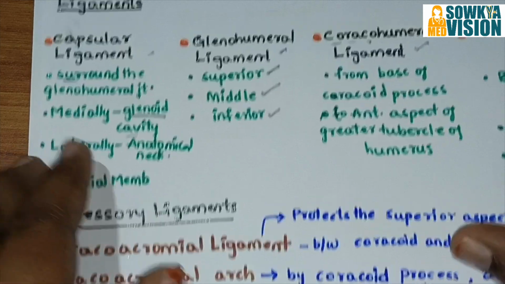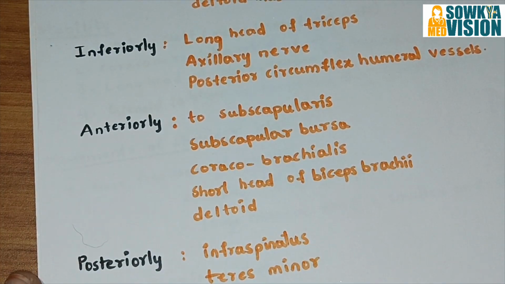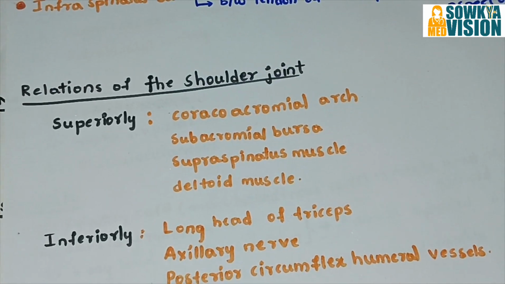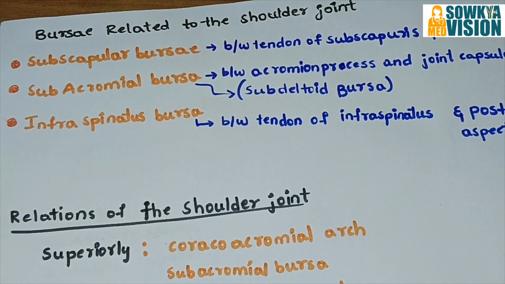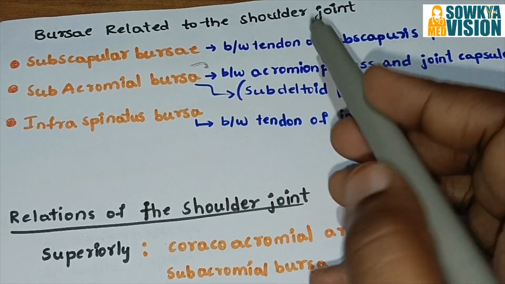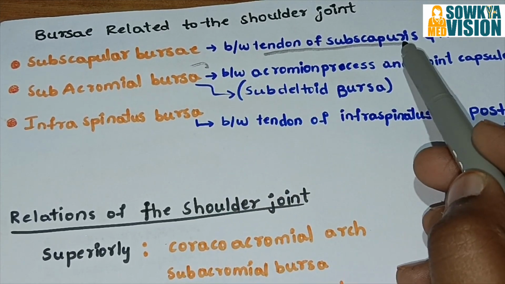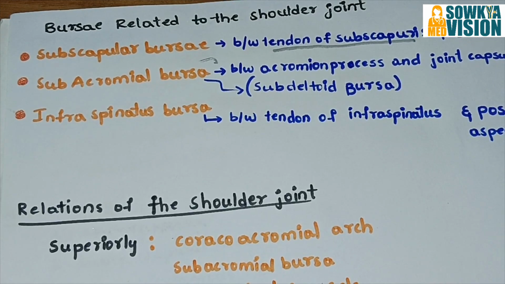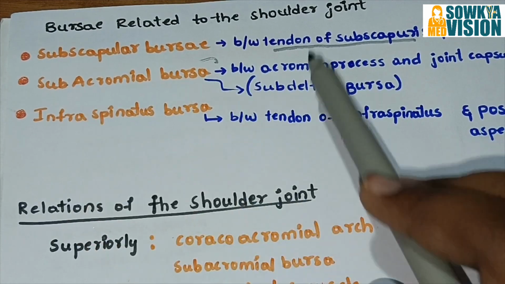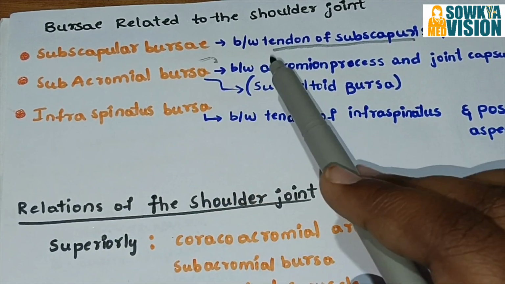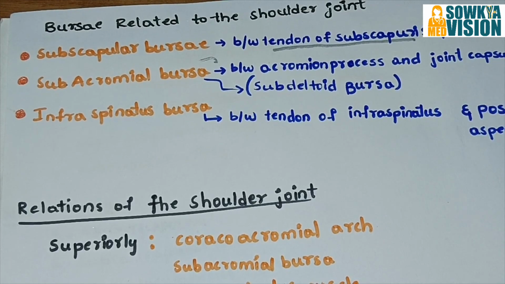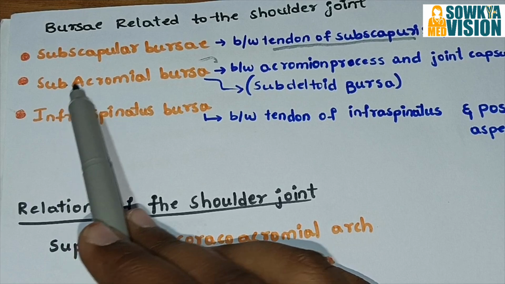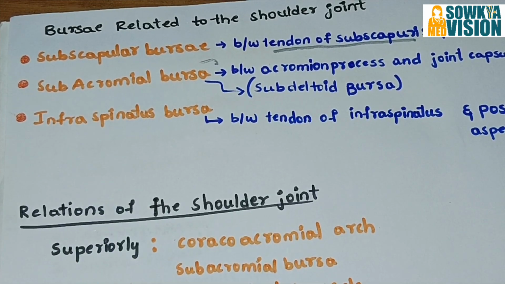Now, let's see the bursas that are present in relation to the shoulder joint. There are three main bursas of the shoulder joint. What are the three main bursas? Subscapular bursa. This subscapular bursa is present between the tendon of subscapularis and the neck of scapula. Another one is the subacromial bursa.